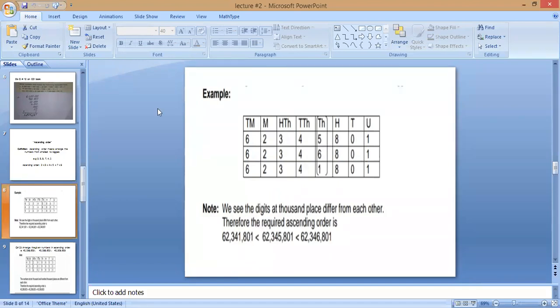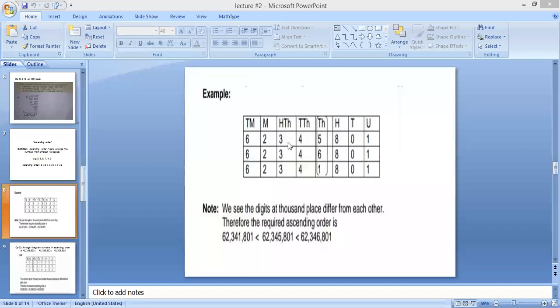Okay, now come to the next one. You will check 5 and 6. Which one is less? 5 is less, or 6? Yes, 5. So you will write the first row at second place, 62,345,801. After this, you will put this sign. This is less than. Okay, and lastly, you will write the last number.